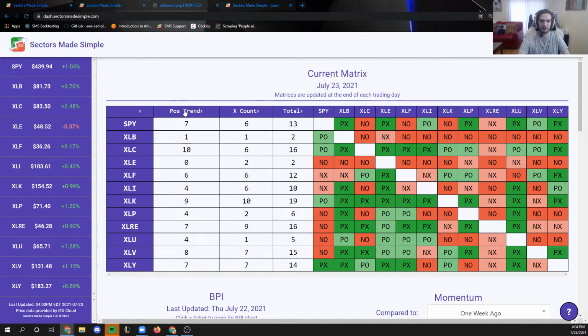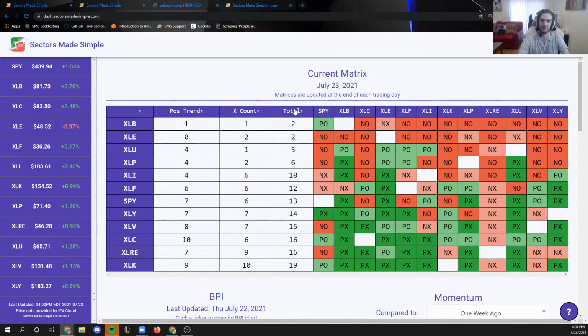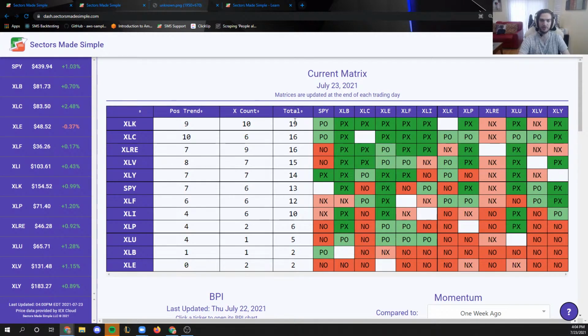If you click on positive trend, X count, or total, it will let you put them from largest to smallest or smallest to largest so that you can sort it depending on what you care about. So that's the main part.